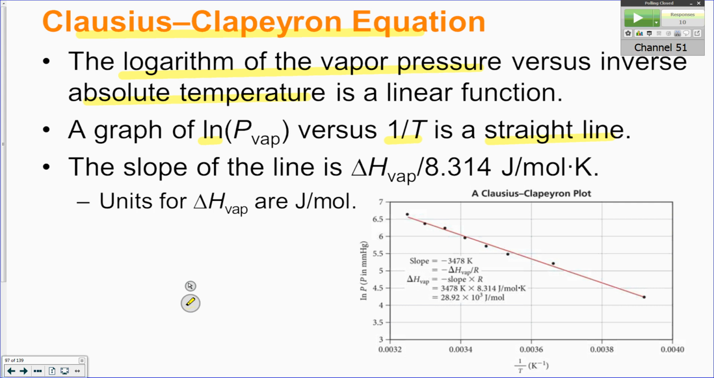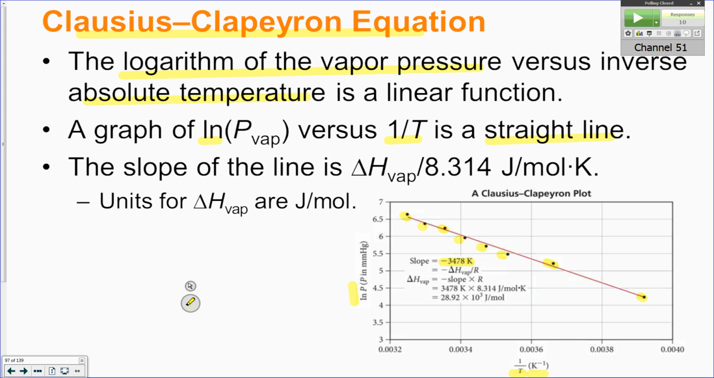The slope of this line has units. So if we do this for water, and we put natural log of P on this axis and the inverse of the temperature in Kelvin on this axis, we get an equation that describes this. We get some data points, we apply a linear curve fit to that, and we find out what the equation of the line is. What we find is that the slope value is negative almost 3,500, negative 3478.